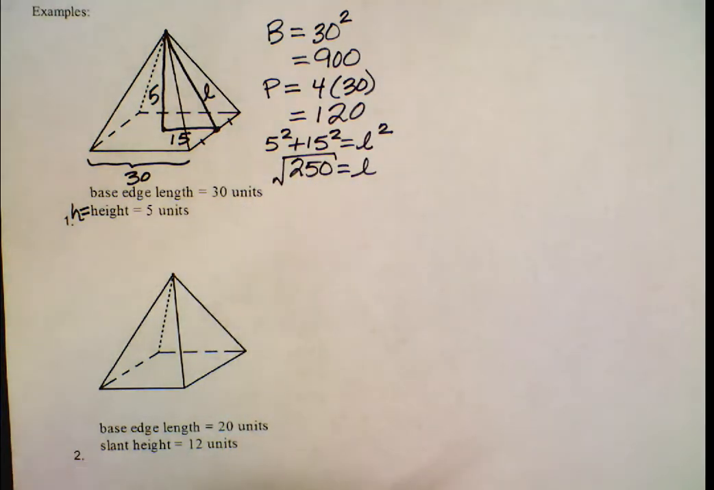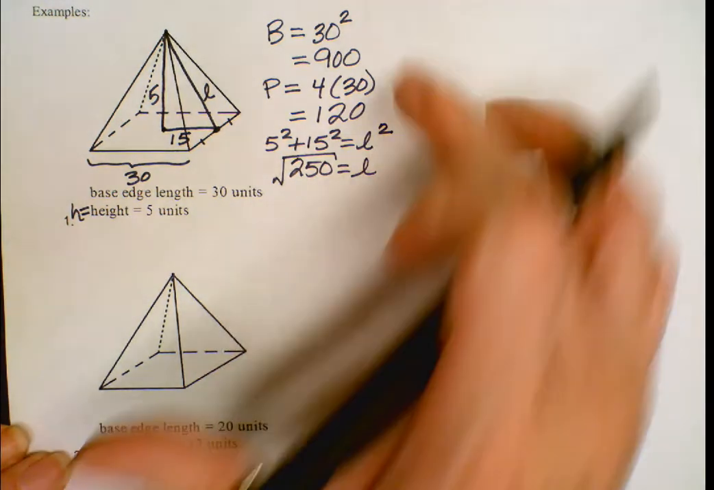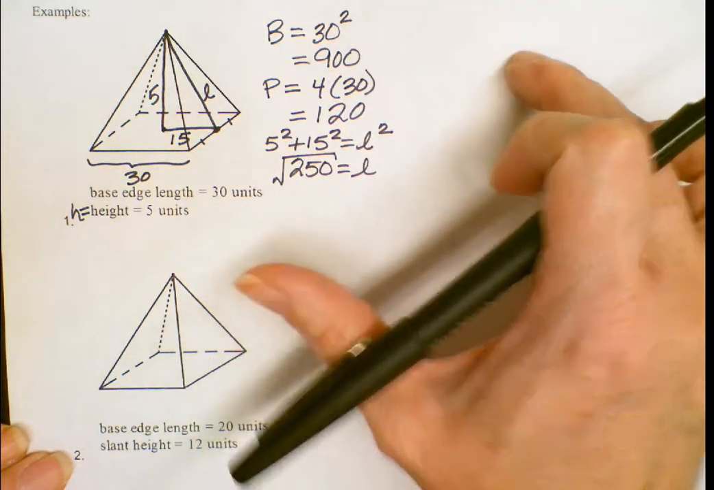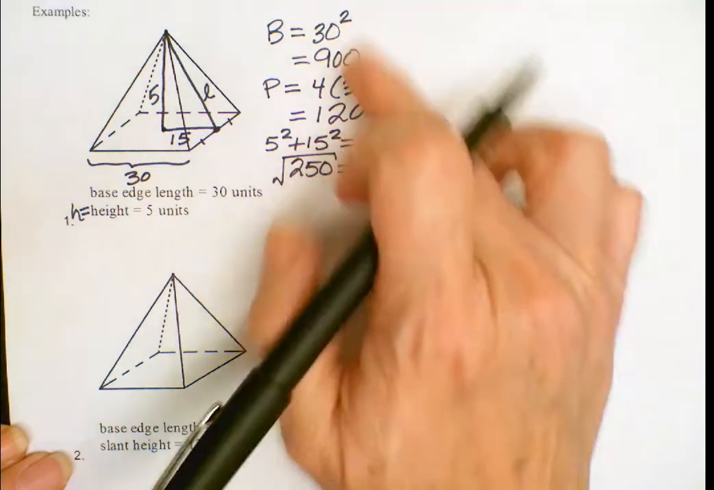That does have a decimal approximation that we could give it, but I'm not going to mess with that at this point because I don't want to round anything in these values. I want to round the surface area and the volume, but not these individual values.